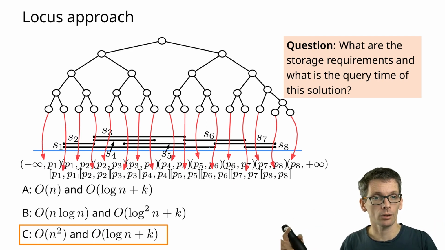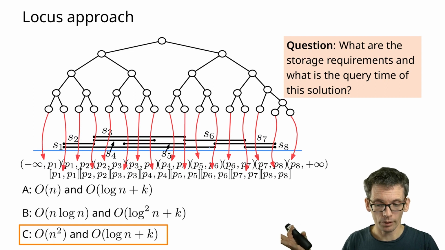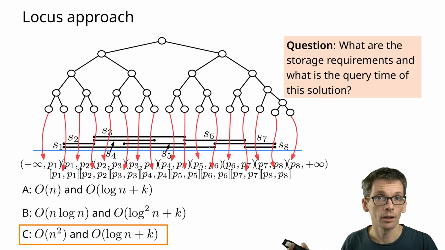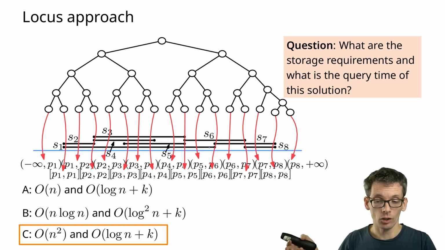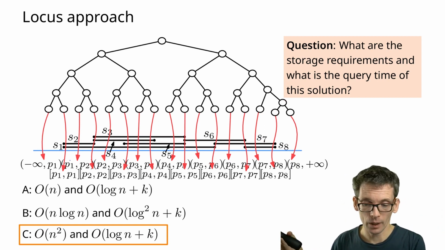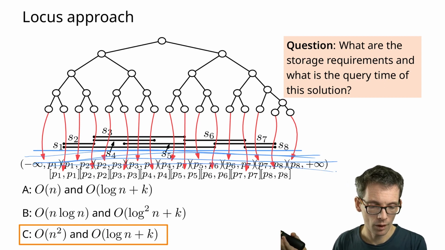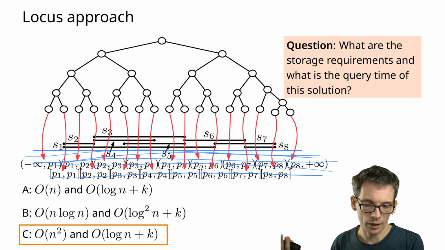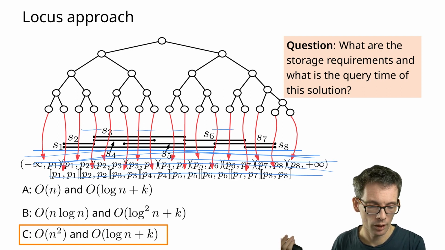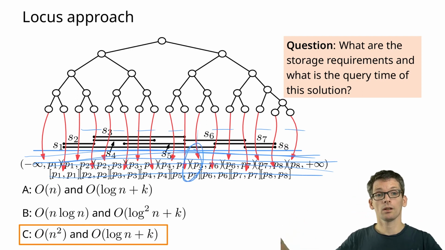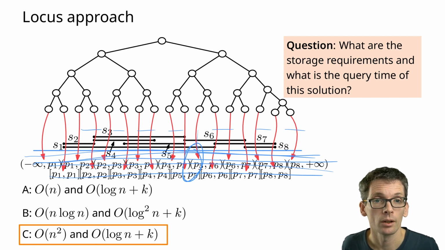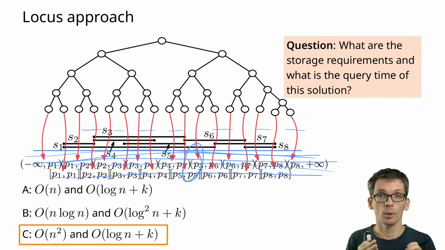We need quadratic storage. And why do we need quadratic storage? Because in the worst case, I'm storing the same interval at many, many nodes. So you could imagine if half of my intervals are simply very long, and then let's say half are kind of short, then at all of these intermediate nodes, I'm going to store all of those long intervals, and that will be too expensive. How can we avoid this?